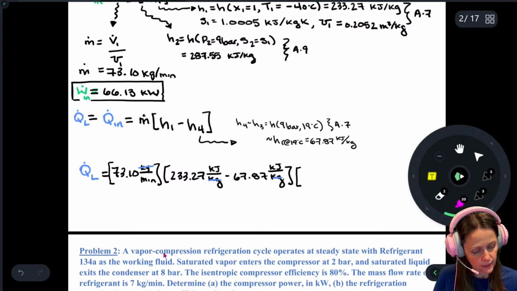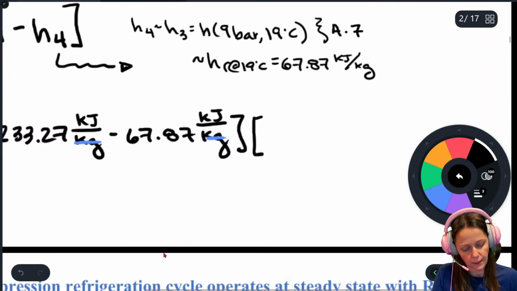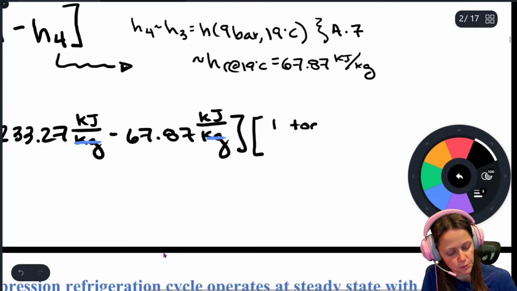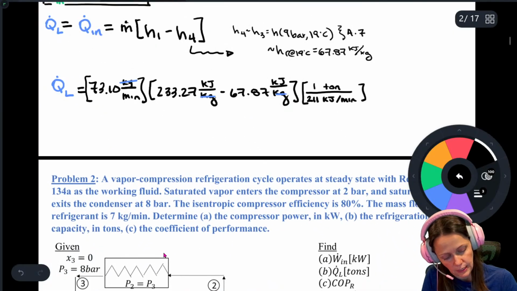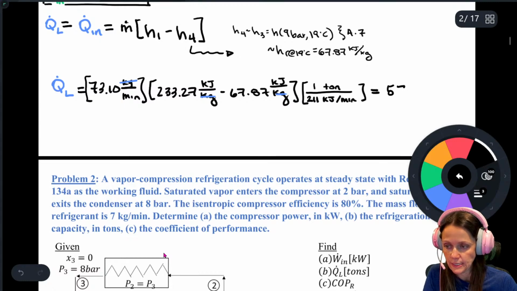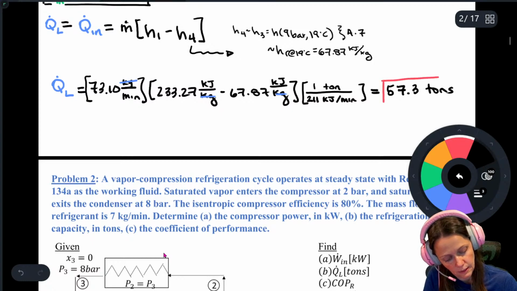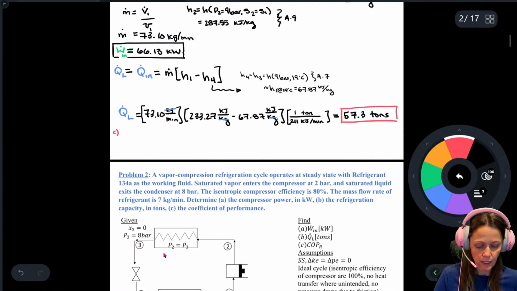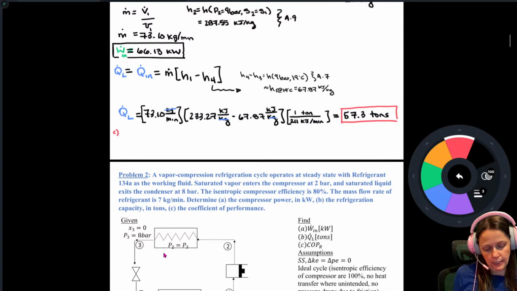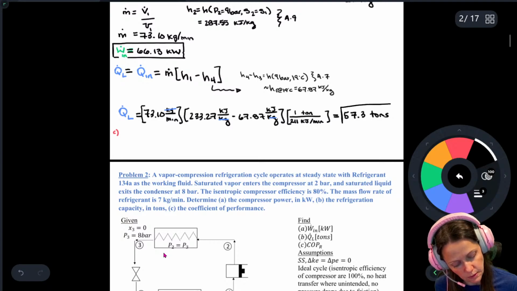So go do that. There we go. 1 ton of refrigeration, 211 kilojoules per minute. There's my conversion factor. I end up getting 7 tons. Right. And then for part, the box, the other one in black, I guess. Otherwise.